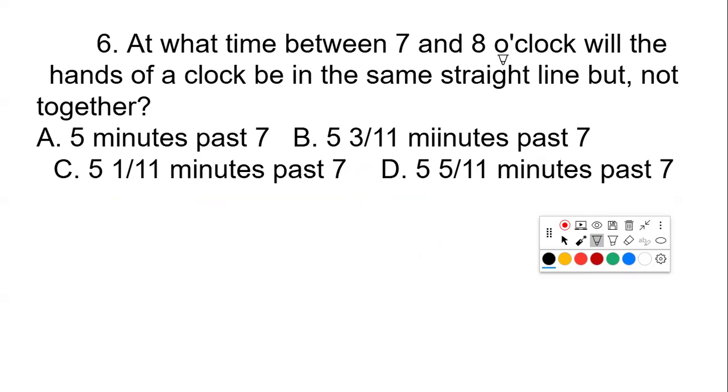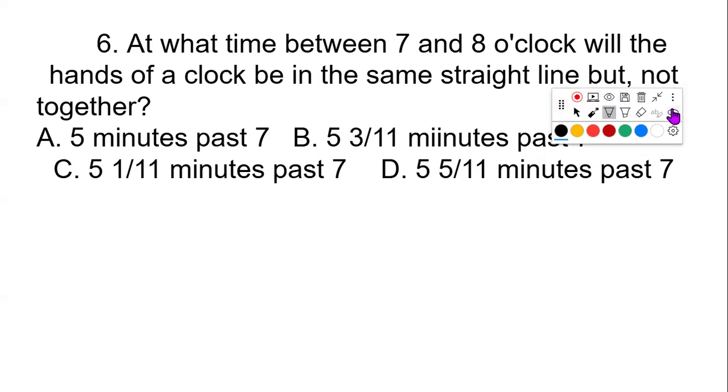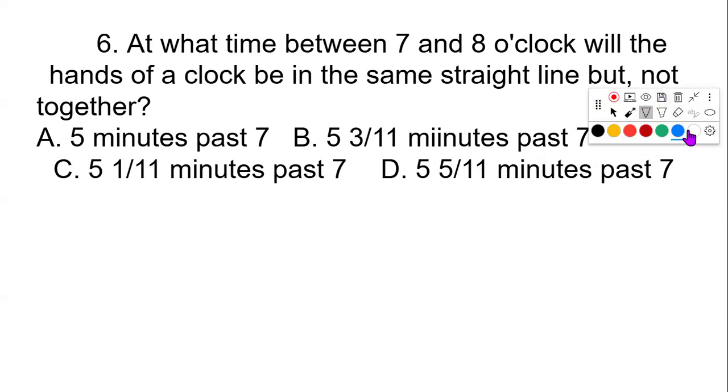Now, this is the second type of problem in clocks. At what time between 7 and 8 o'clock will the hands of a clock be in the same straight line but not together? So, understand the question. If you want, you can draw a small diagram also so that we get focused on the question. So, I wanted to draw a circle.